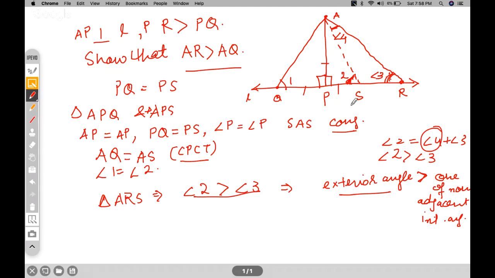So this has been done. Now angle 2 is equal to angle 1, so I can write that angle 1 is greater than angle 3. Opposite to angle 1 is AR. Opposite to angle 3 is AQ. So I can write that AR is greater than AQ. I hope you all understood it.